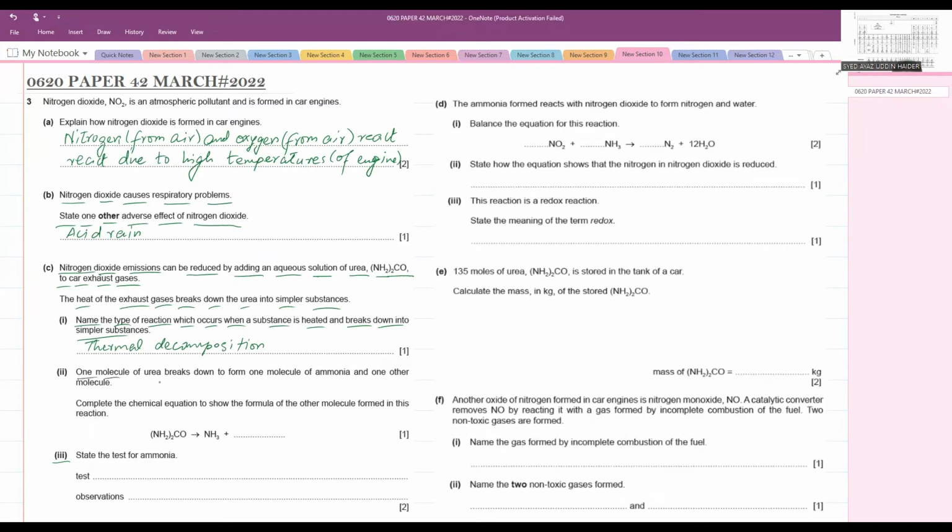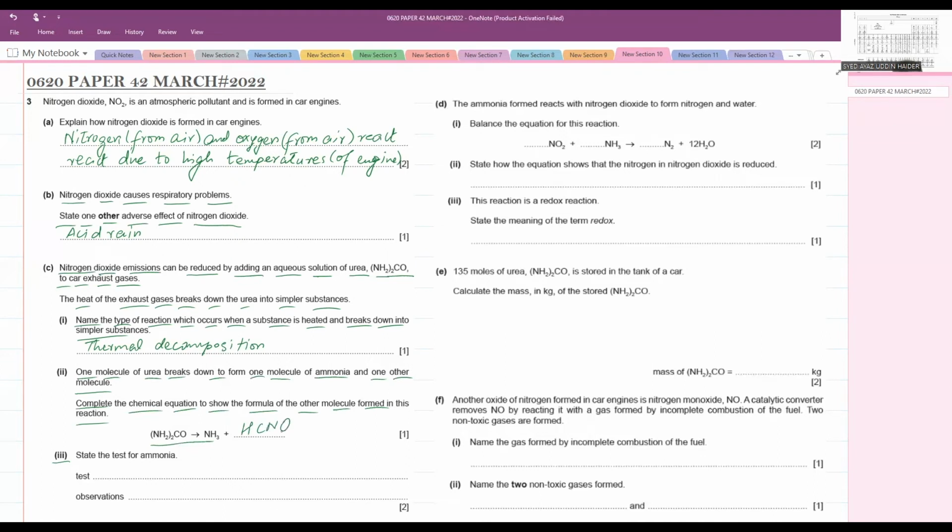Part 2, one molecule of urea breaks down to form one molecule of ammonia and one other molecule. Complete the chemical equation to show the formula of the other molecule formed in this reaction. This is the reaction: NH2 twice CO gives NH3 plus. Now, one of the products is mentioned here, that is NH3. According to the formula, HCNO is left, which is the final answer.